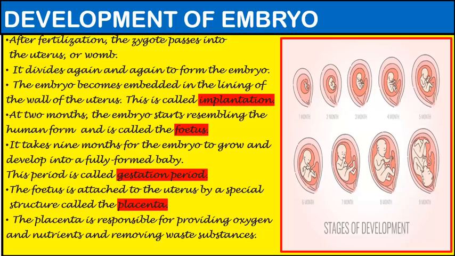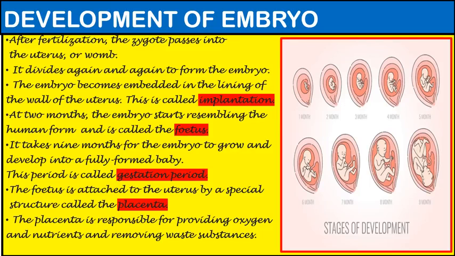On reaching the uterus, the embryo attaches itself to the wall of uterus by placenta. The embryo obtains nutrients and oxygen from mother's blood through placenta and continues to grow and develop all its body parts. At 2 months, the embryo starts resembling the human form and thus it is called fetus. It takes 9 months for the embryo to grow and develop into a fully formed baby in human. This period is called gestation period.